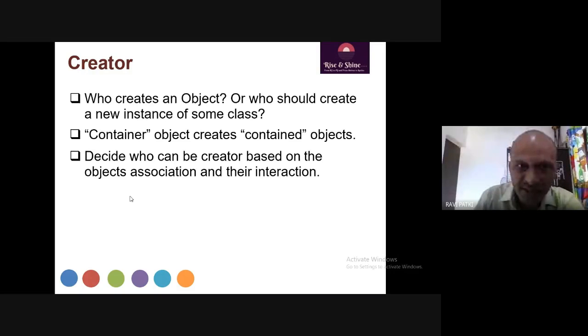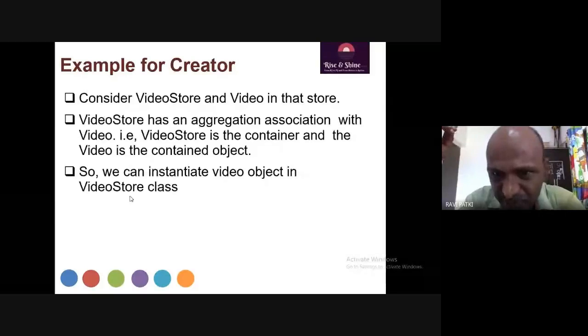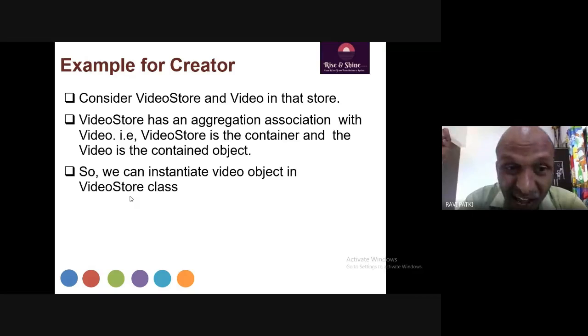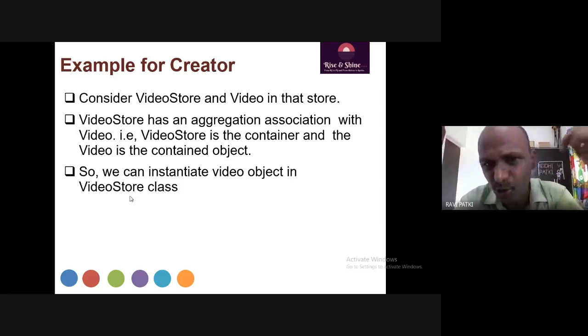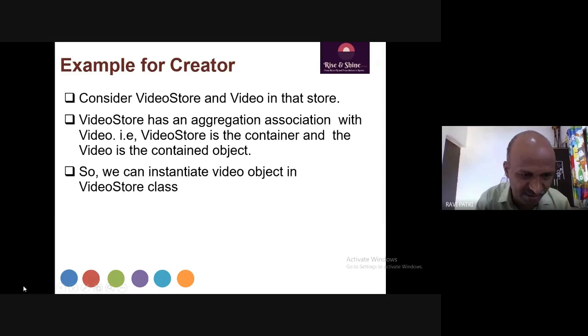I will give another example. Consider a video store and video. Suppose we are designing software for a video store. Within that video store, two classes are there, VideoStore and Video. So VideoStore has an aggregation association with Video.